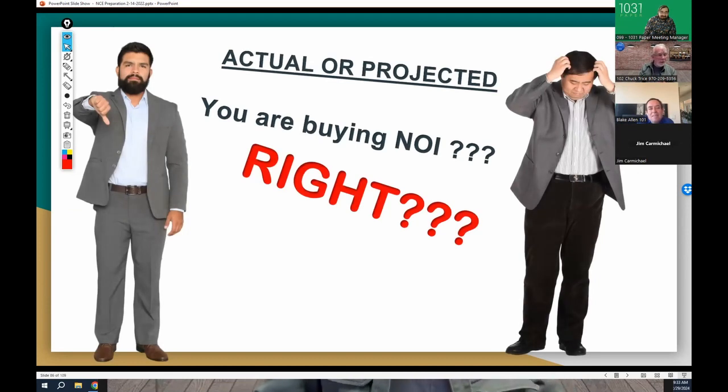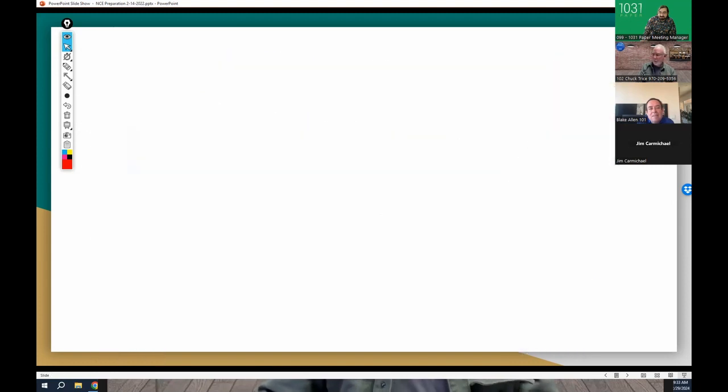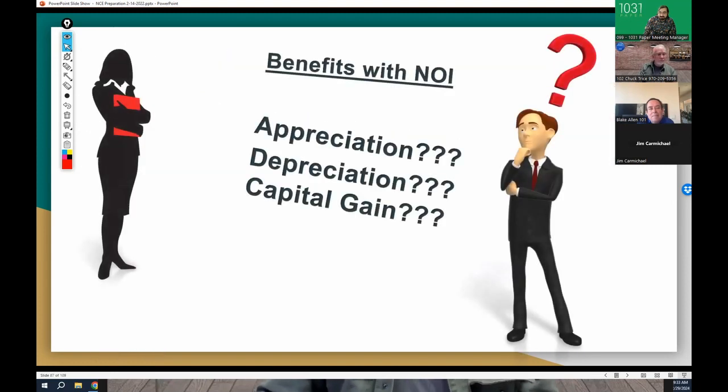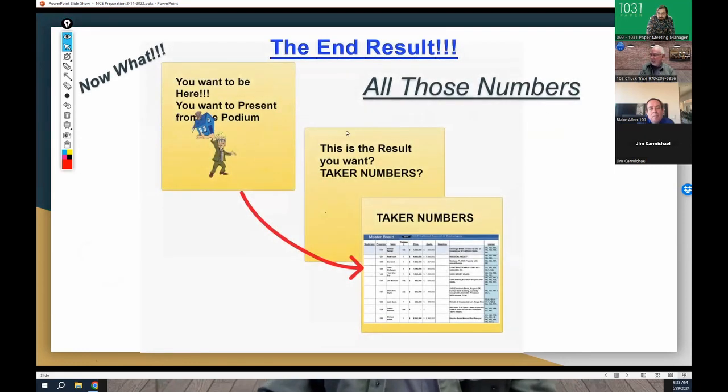You're buying NOI, right? If you're buying it projected, you're buying a false NOI. If you're buying true, then you have a good base to work from. So, we get benefits with NOI, but that's part of the sugar on the top: appreciation, depreciation, and capital gain. And this is the end result that we all want, is the numbers.